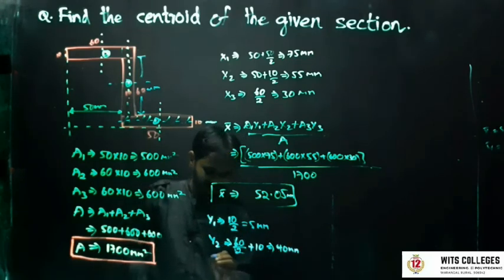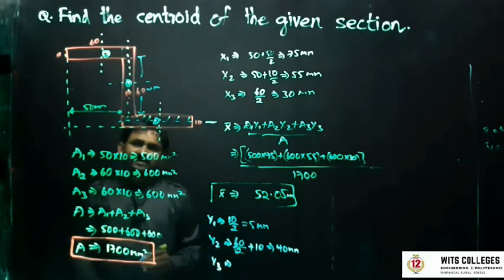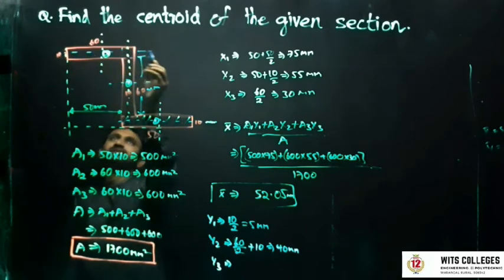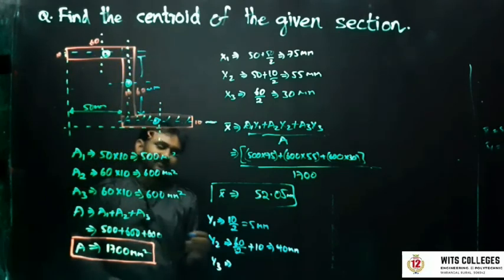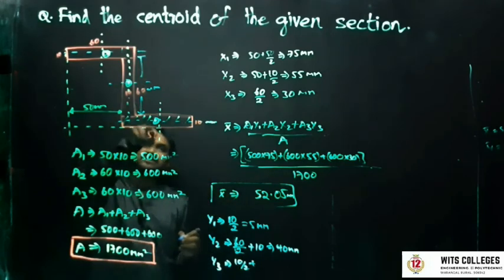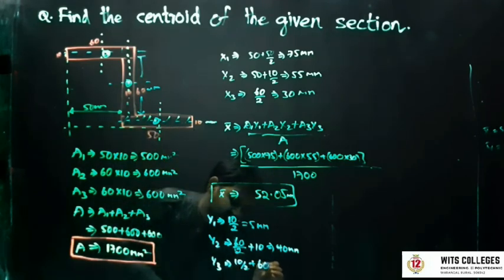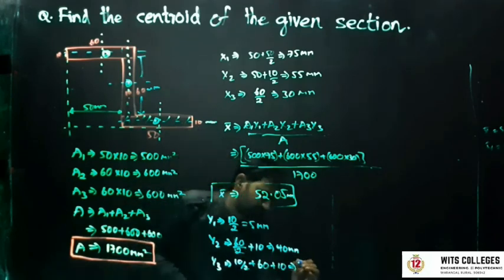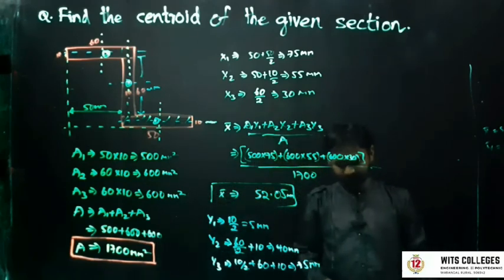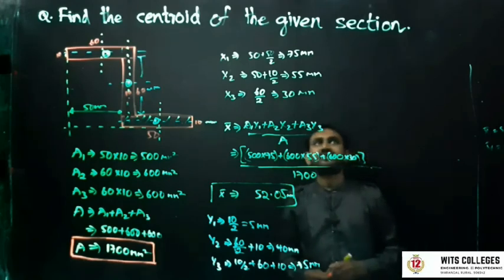Similarly y3 is equal to, again the same, you cut horizontally, that is 10 by 2, which means 5. Plus the remaining distance, 60 plus 10, that is 70. 70 plus 5 is 75 mm. So you got 75 mm. Now you have to calculate y bar.